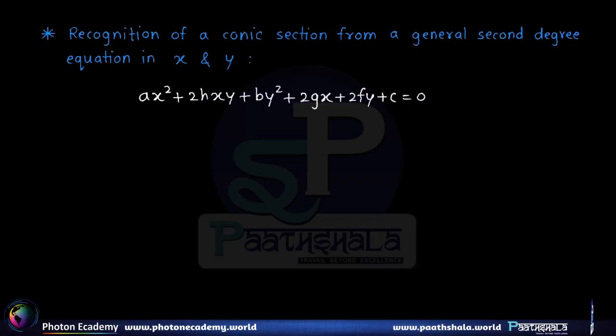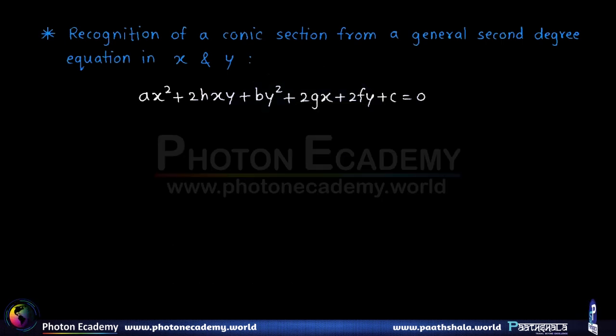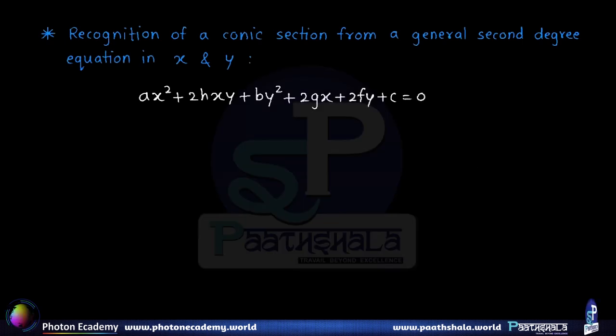Now let us see how to detect or recognize the type of conic section if we are given a general second degree equation in x and y. The general equation of second degree in x and y is given by ax² + 2hxy + by² + 2gx + 2fy + c = 0. Basically, any conic section will always have its equation in this particular format.